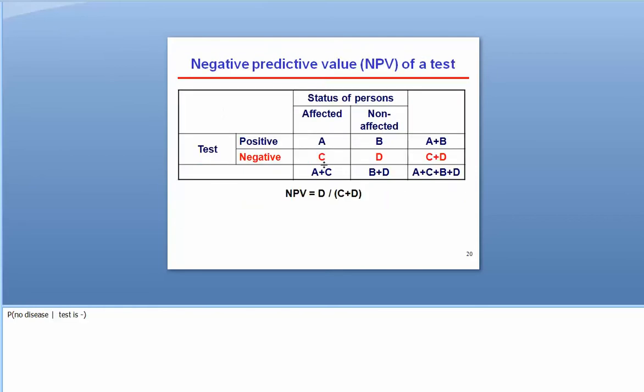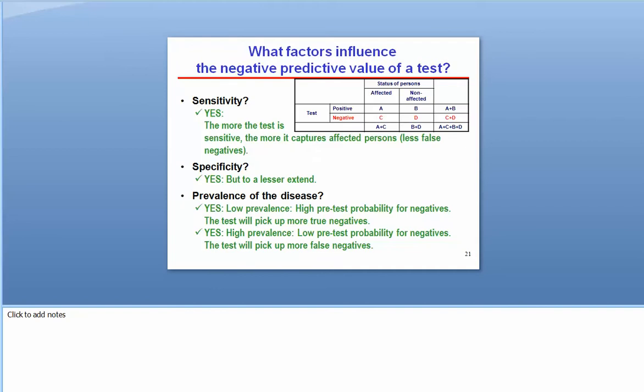So altogether you will have C plus D people who are negative. The test is telling C plus D people are negative. Out of them, how many are truly not affected? D. So D over C plus D would be the NPV value. Okay. All right then.